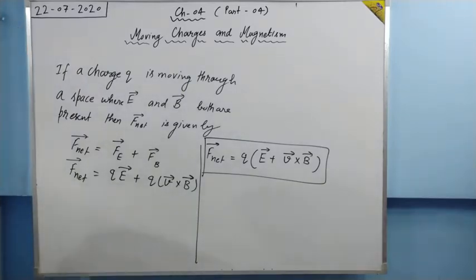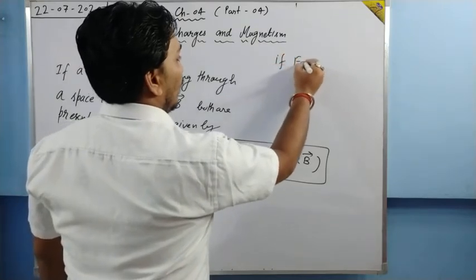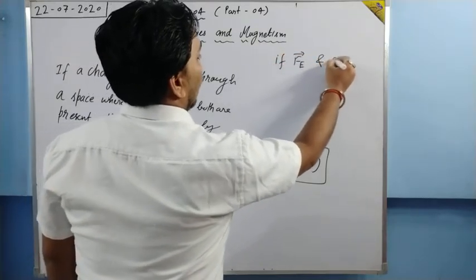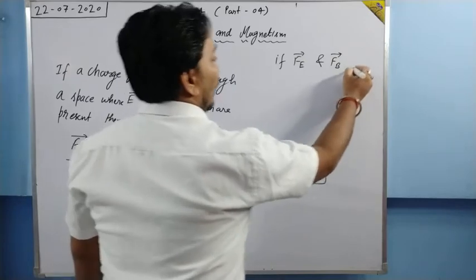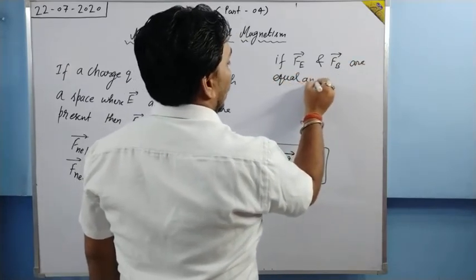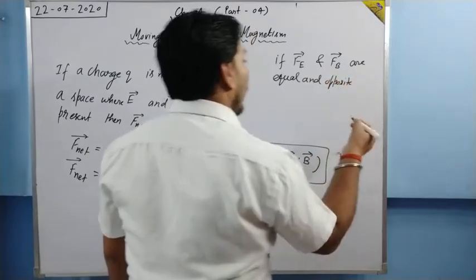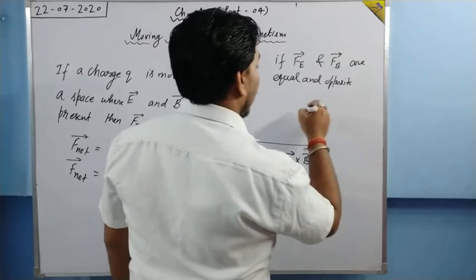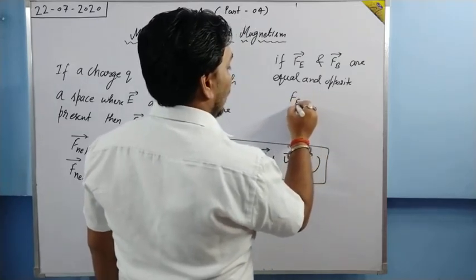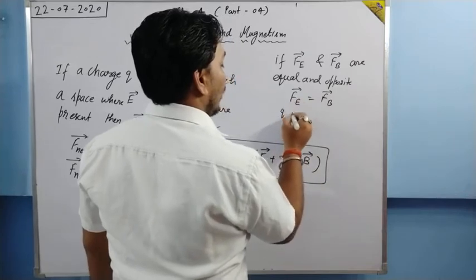Somehow, if Fe vector and Fb vector are equal and opposite, how it will be, I'll explain. But what will happen? Let us see. Equal and opposite. Then Fe is equal to Fb. Fe is given by Q into E.